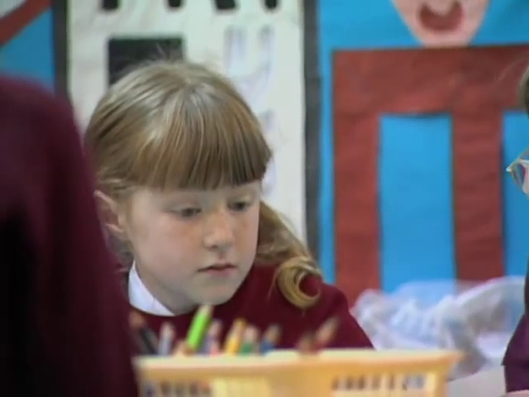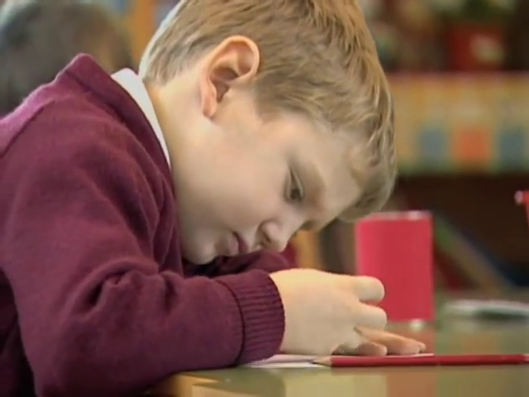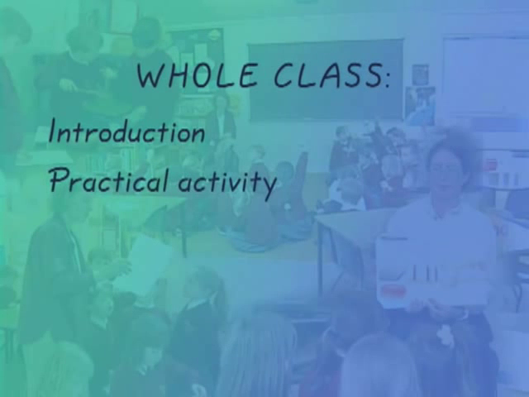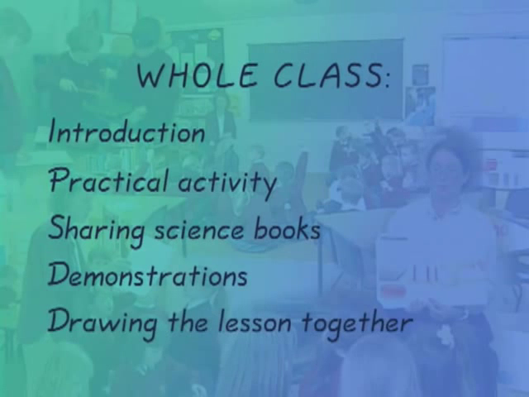So, what are the possibilities? We're going to look at a variety of organisations. Some involve the whole class, others involve small groups of children. The term whole class teaching or whole class activities can mean many things, including introducing a topic to the whole class, the whole class doing the same practical activity, sharing science books with the whole class, demonstrations for the whole class, and drawing the lesson together with the whole class.